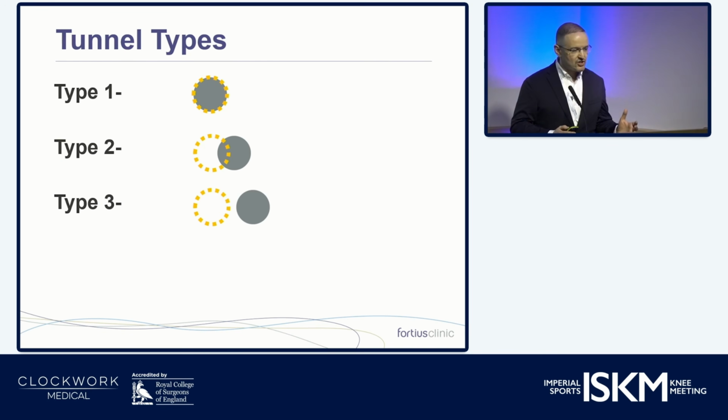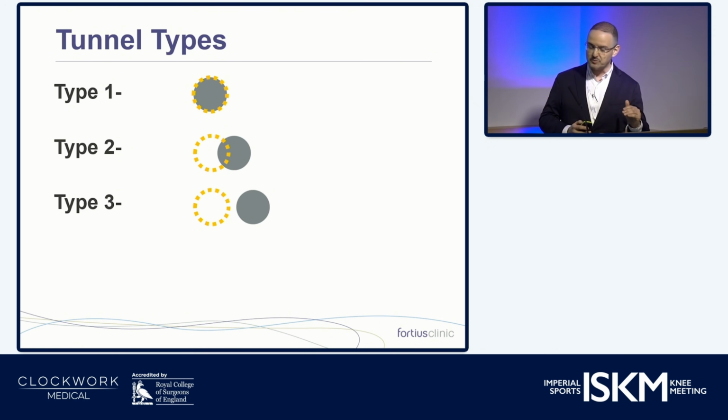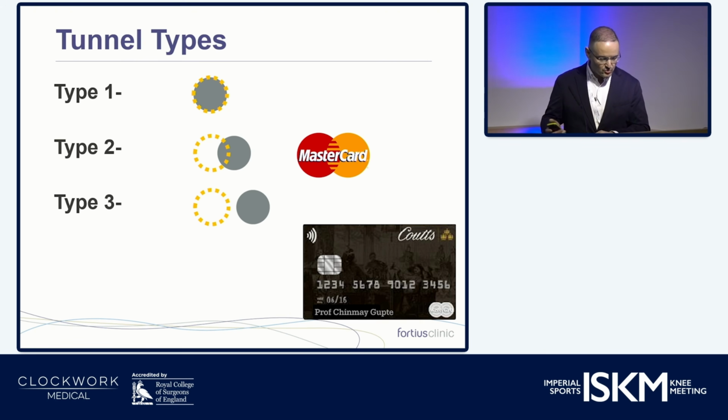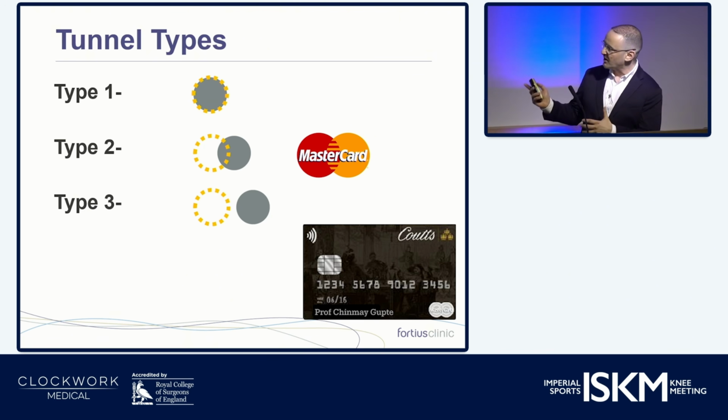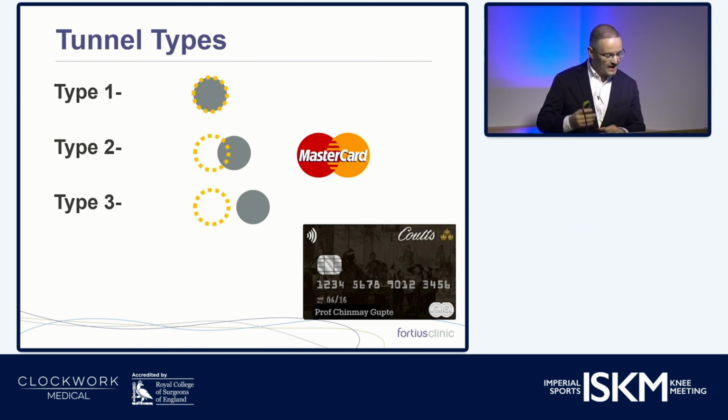So there are 3 types of pre-existing tunnel. There are the type 1 tunnels, where the tunnel position is exactly where you would place it. There are the type 3 tunnels, where the existing tunnel is far enough away that you can ignore it, and there's a good healthy bone bridge between the 2 tunnels. And then there's a type 2 tunnel, often referred to as a MasterCard tunnel, where there is overlap between where you want to be and where the previous tunnel was, okay?